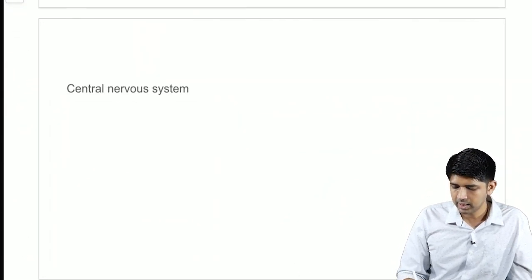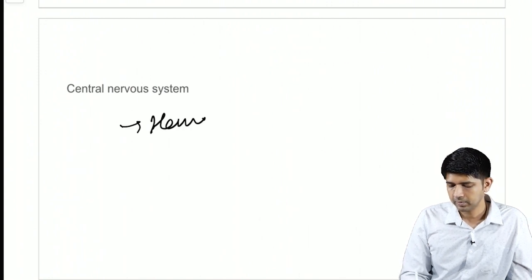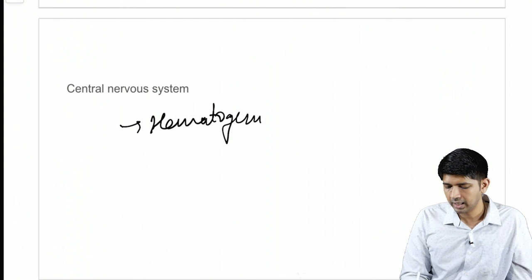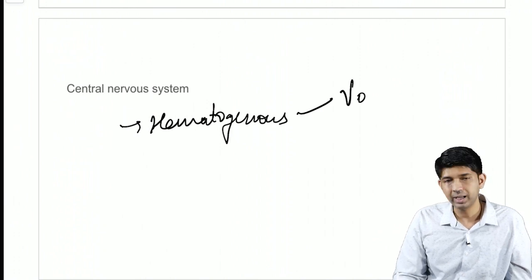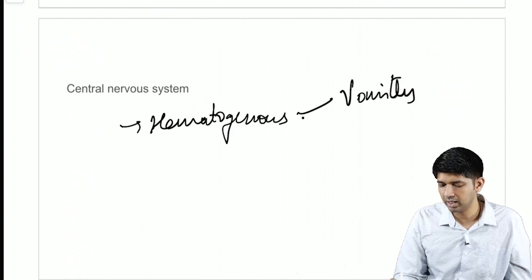Finally, to the CNS, again here it is more or less hematogenous spread. The patient can present with vomiting and seizures because of raised intracranial tension.